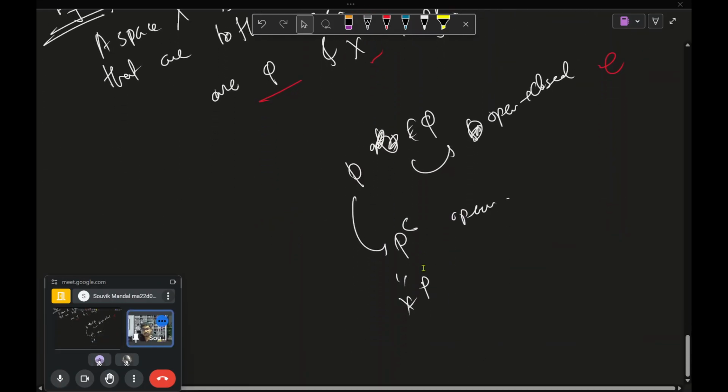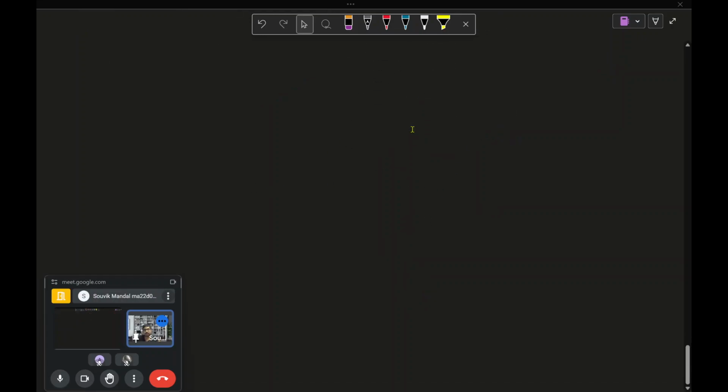Most probably these two definitions will suffice; if necessary, then we look into the third definition in future. So there is one important lemma in connectedness which is very useful while solving problems. Let me write this statement first.